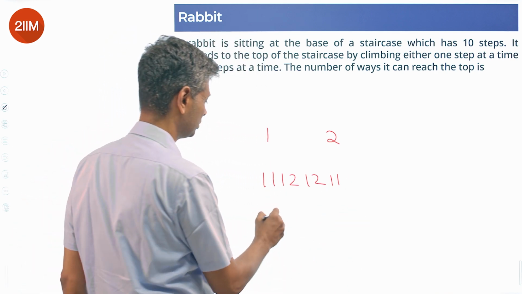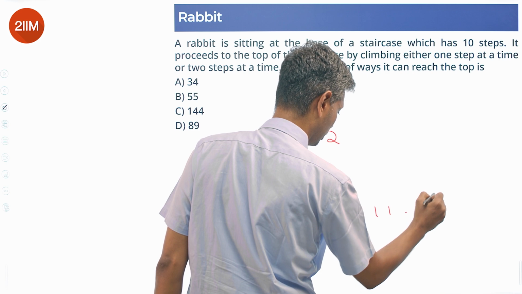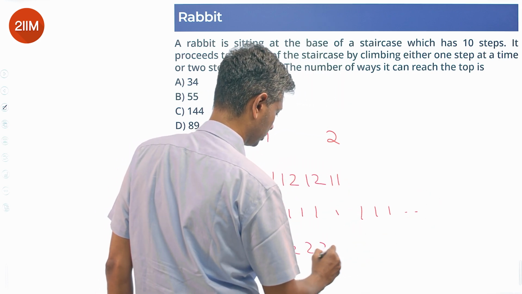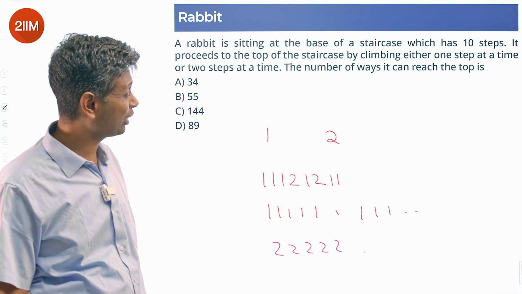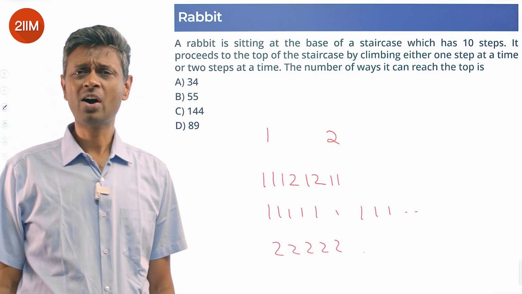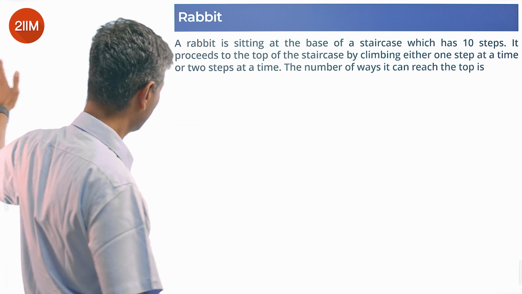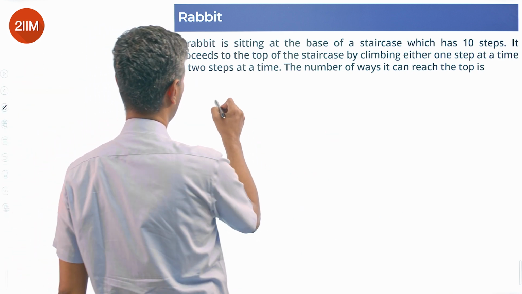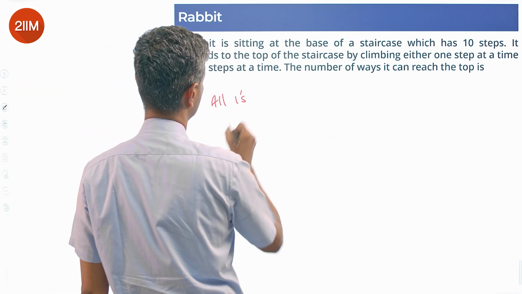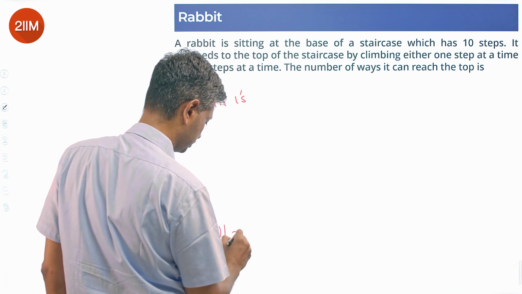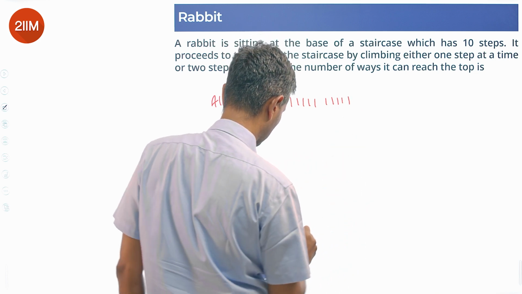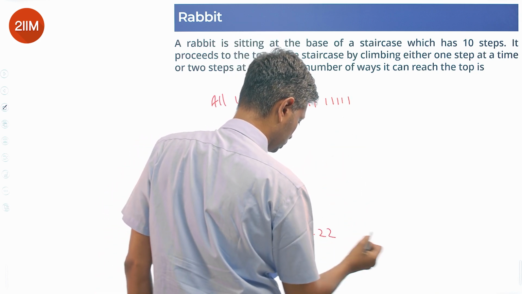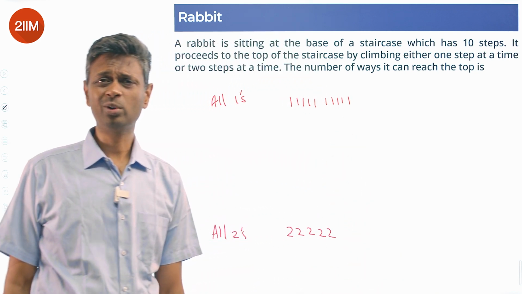Or it could do all ones, or all twos. We need to find how many different ways there are of doing it. All of these questions start from one extreme and go to the other. Say all ones, the other extreme all twos. So 1, 1, 1, 1, 1, 1, 1, 1, 1, 1, and 2, 2, 2, 2, 2. All 1 steps, all 2 steps.